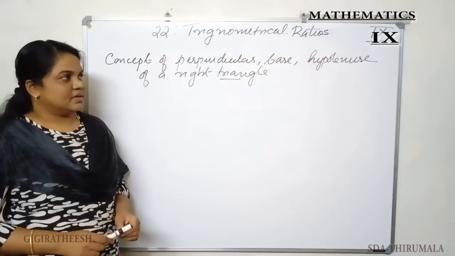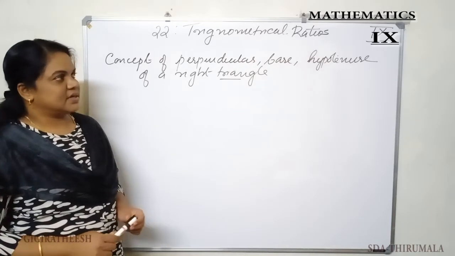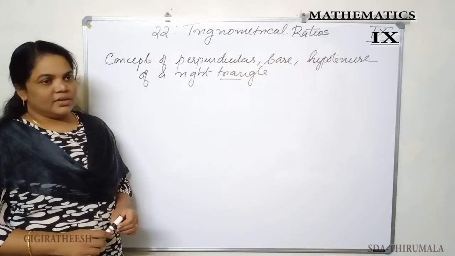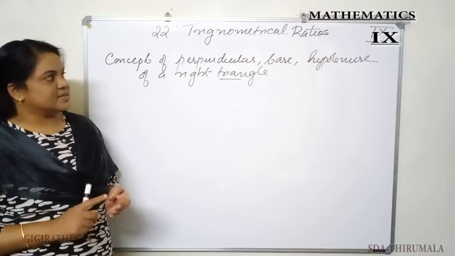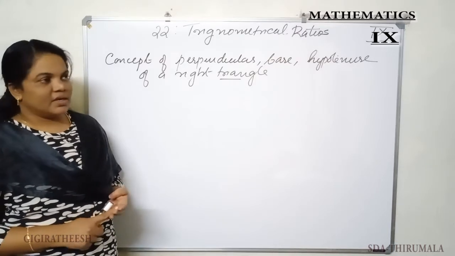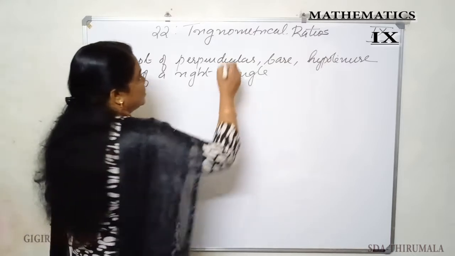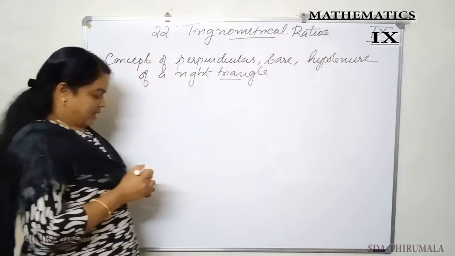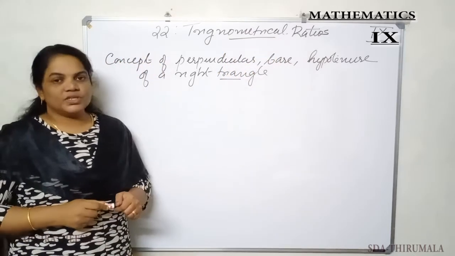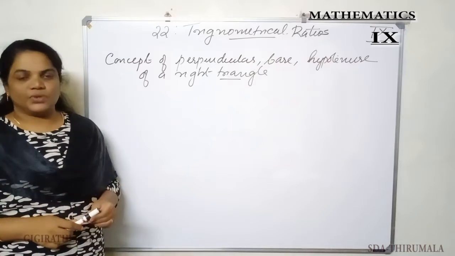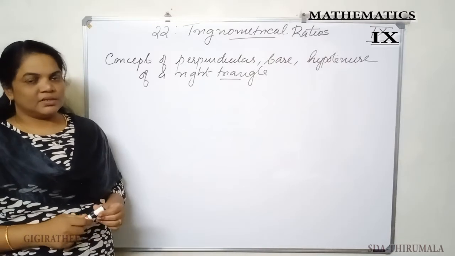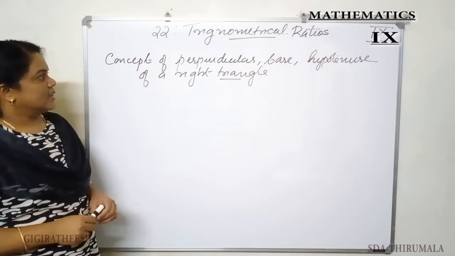Dear students, the next section in standard 9 is trigonometry, and there are 4 lessons based on trigonometry. The first one is trigonometrical ratios, that is lesson 22. And what is trigonometry? Trigonometry means measurement of triangles.